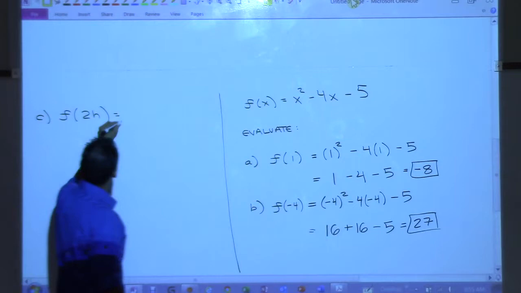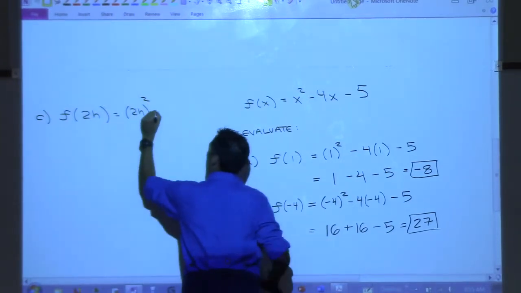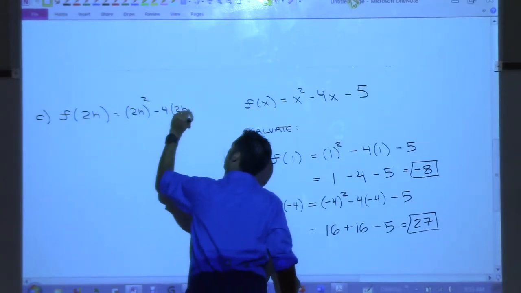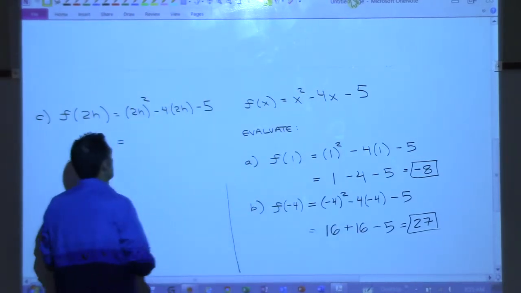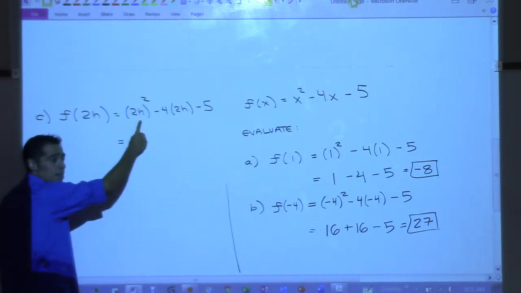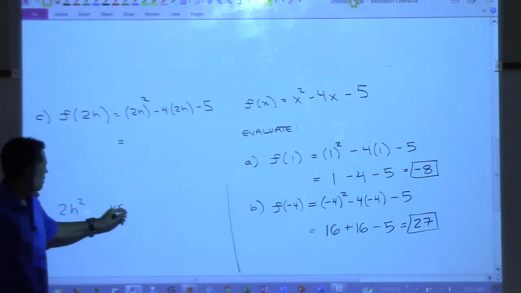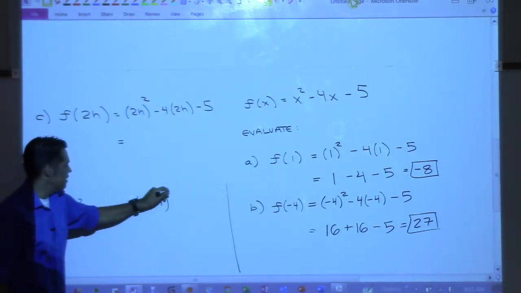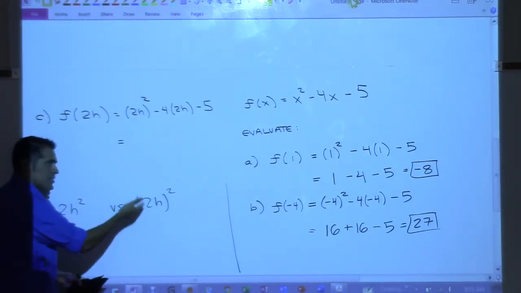Parentheses. Mm-hmm. 2h squared, minus 4 parentheses 2h. Okay. Minus... Okay, I'm going to ask you to keep going if that's okay. All right. So you put the parentheses here. Super important, especially on this one. Because if you don't put the parentheses like that, what's the difference between these two? So this one's just 2 times h squared, right? But what is this one? It's 2h times 2h, isn't it?